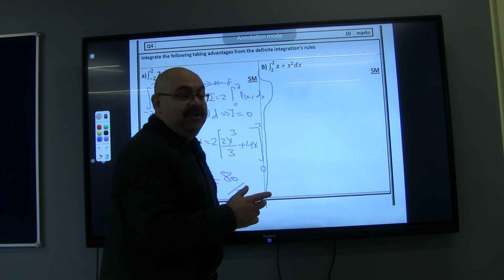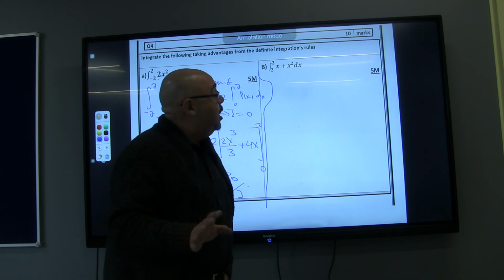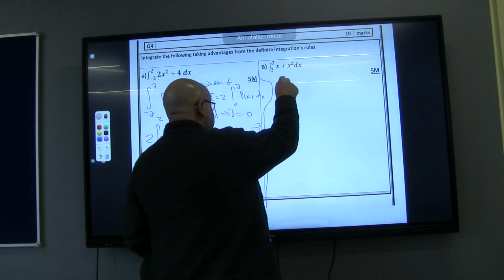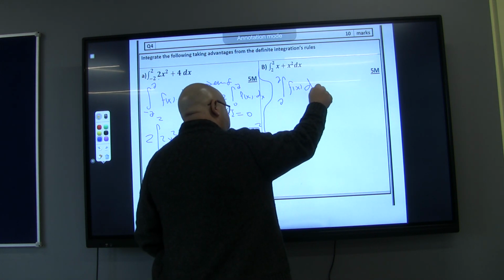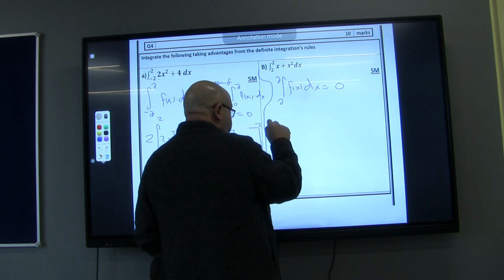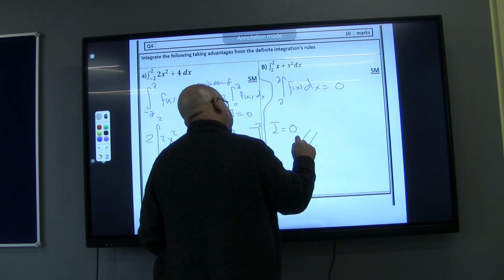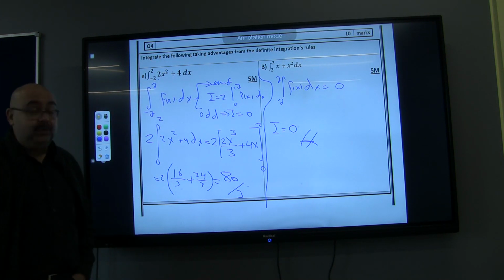I thought this is a very nice problem, and it's going to be very nice for you if you know this property. Integrating from -a to a for any function f of x, whatever, if it is an odd function, is going to equal 0. So simply you can just state that I equals 0. I thought it's a very nice idea to just go through it with you.